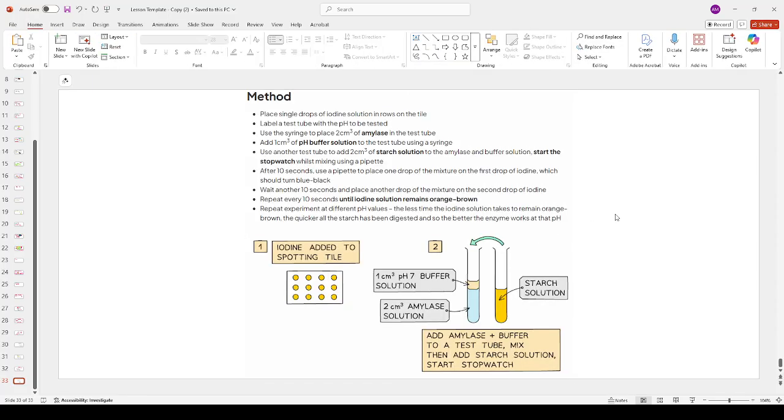Right, okay, so let's have a look. So method: place single drops of iodine solution in rows on the tile. Label a test tube with the pH to be tested. Yes, it's got these little dimples in them.